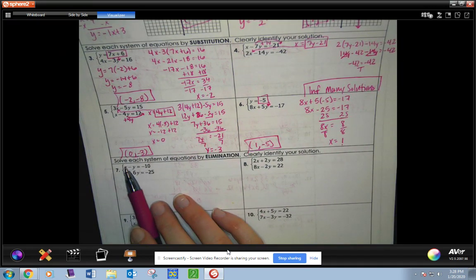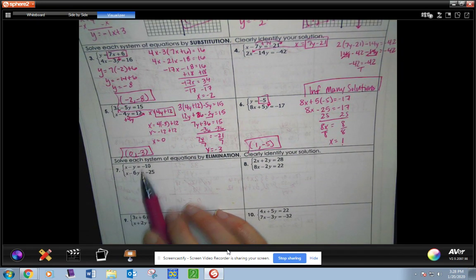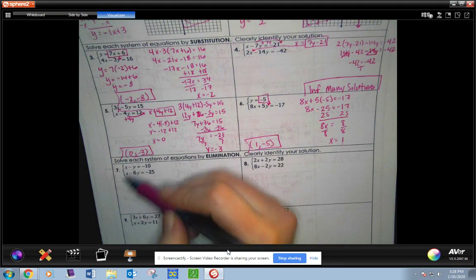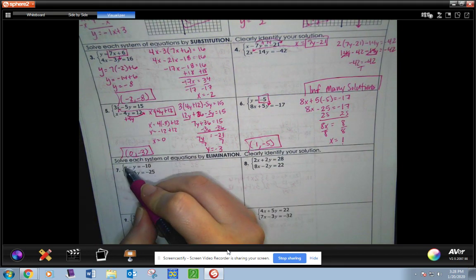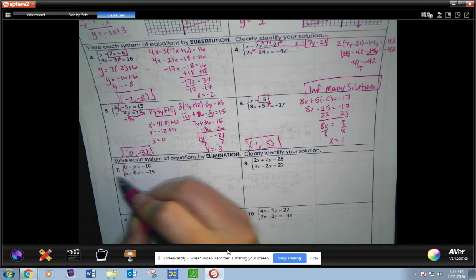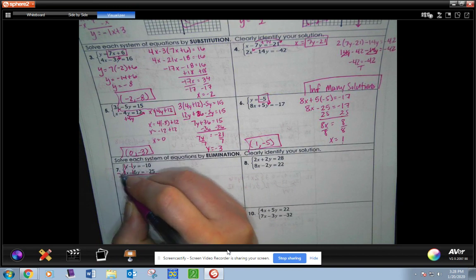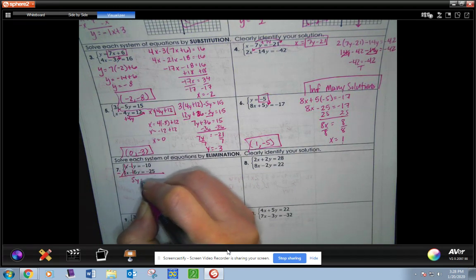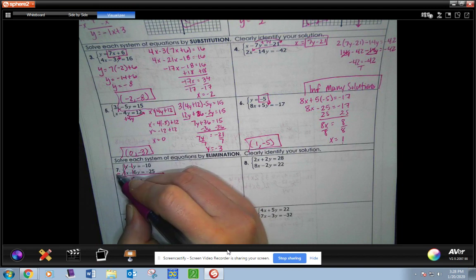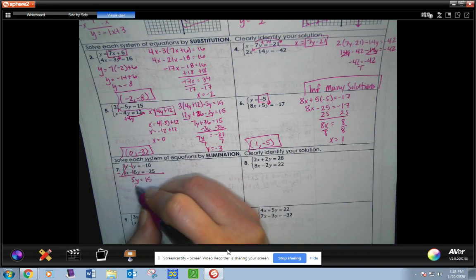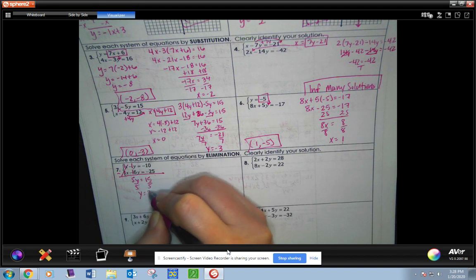Now moving on to elimination. If I have x above x, y above y equals a number, it's ready to eliminate if you have the same number. Since my x's are the same, if I do 1 plus 1, I get 2, so I want to subtract. 1 minus 1 cancels. Negative 1 minus negative 6 becomes a positive 5y. And negative 10 minus negative 25 becomes a 15. So when I divide, I get y equals 3.